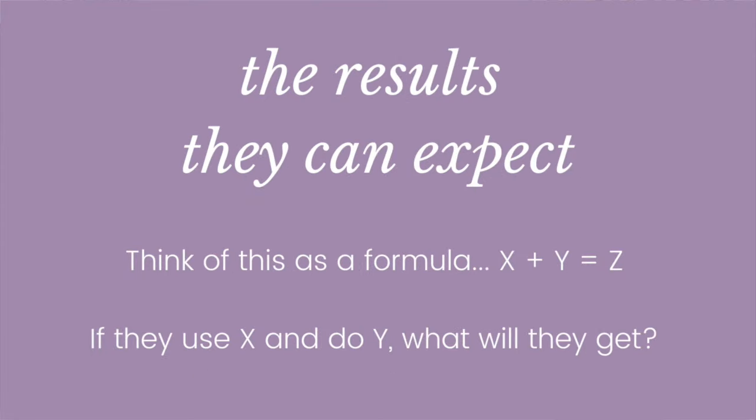The next thing you also want to include is what results they can expect by doing the thing that you're asking them to do. If it's to download a report or book a call, you're going to give some more information about what they can expect from doing this action. Think of this part as a formula. If your reader follows your advice or your method or uses your product in the correct way, what will happen? Think of it as X plus Y equals Z. If they use X and do Y, what will they get? What is the result, Z?